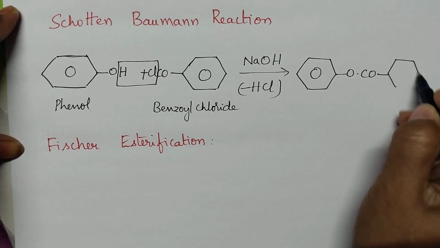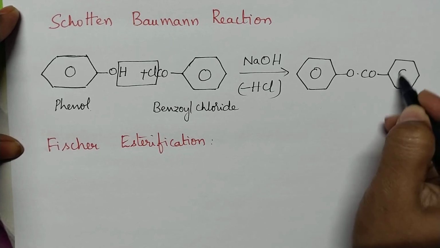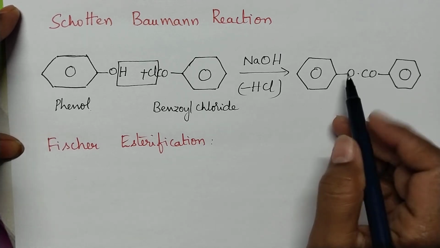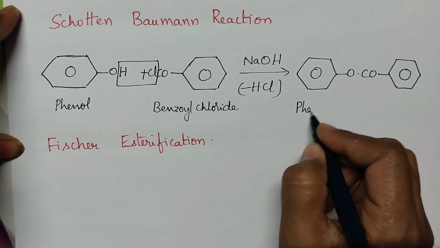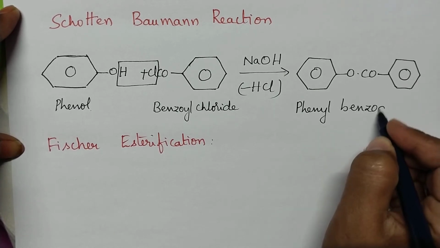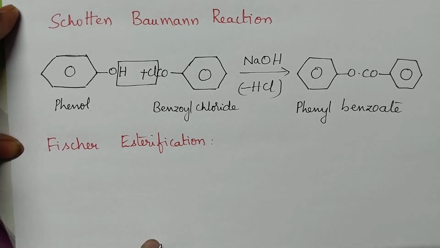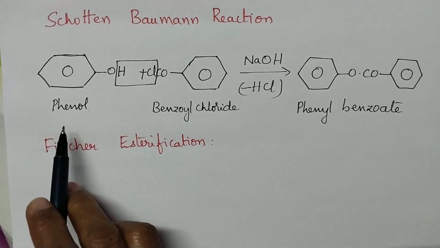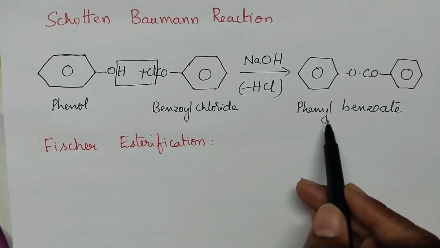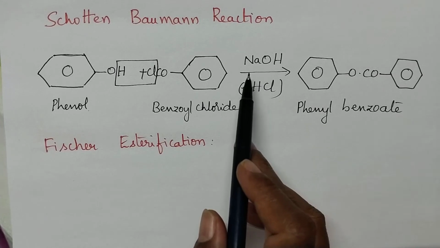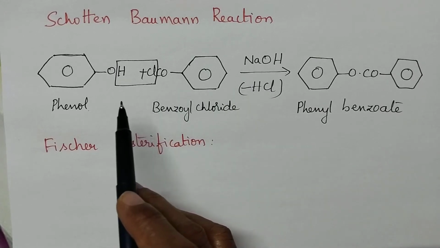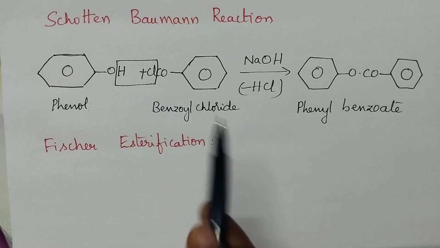Students, can you name this compound? It will be called phenyl benzoate. So what is the name of the product? Phenyl benzoate. So whenever phenol is treated with benzoyl chloride, it results in the formation of phenyl benzoate in the presence of sodium hydroxide, and the reaction is called the Schotten-Baumann reaction.